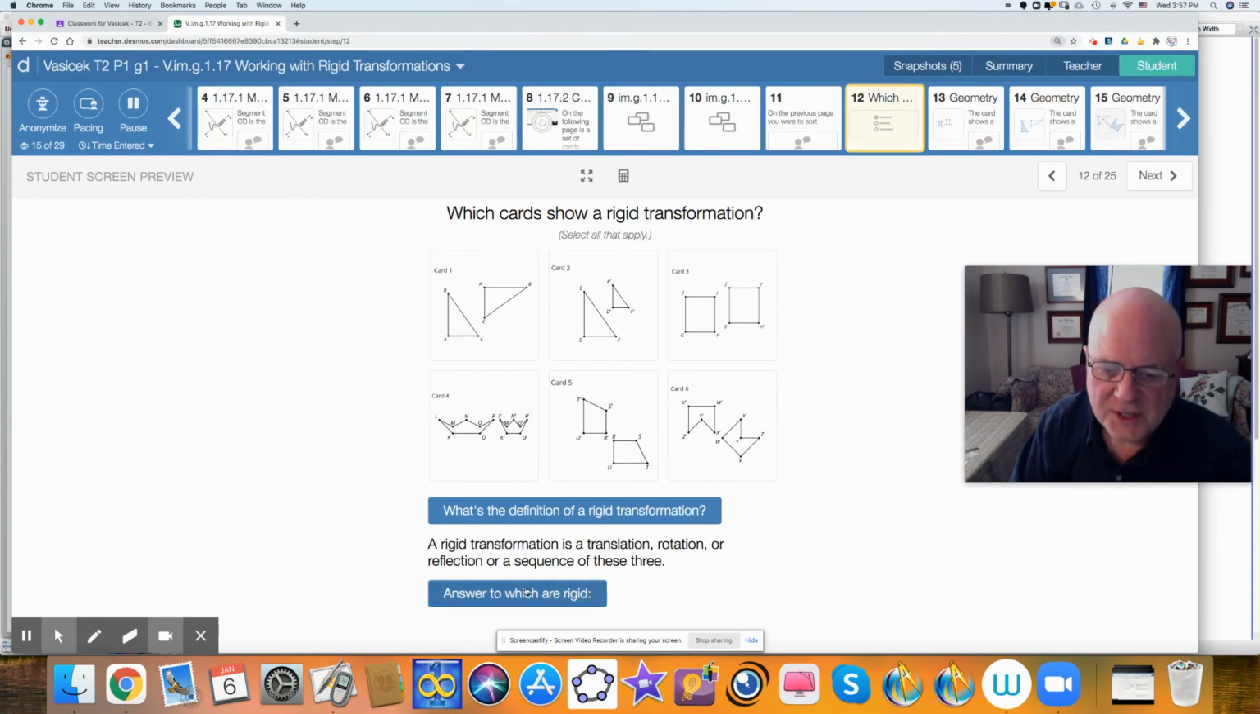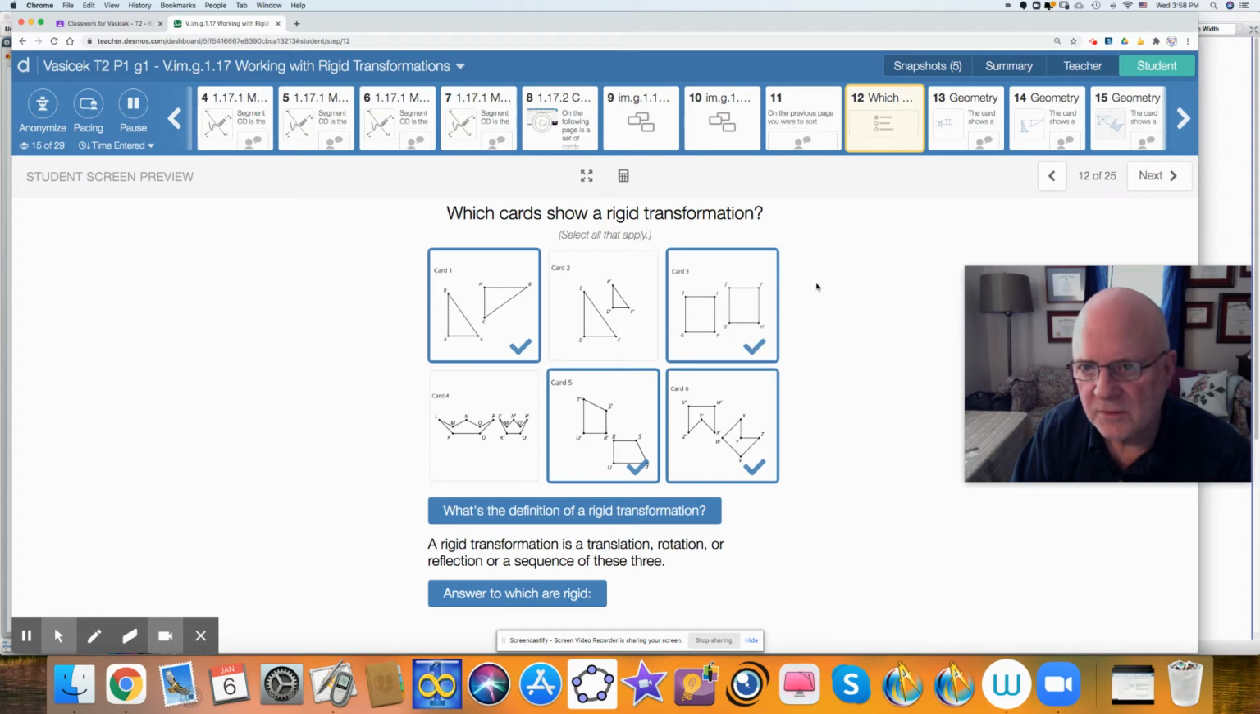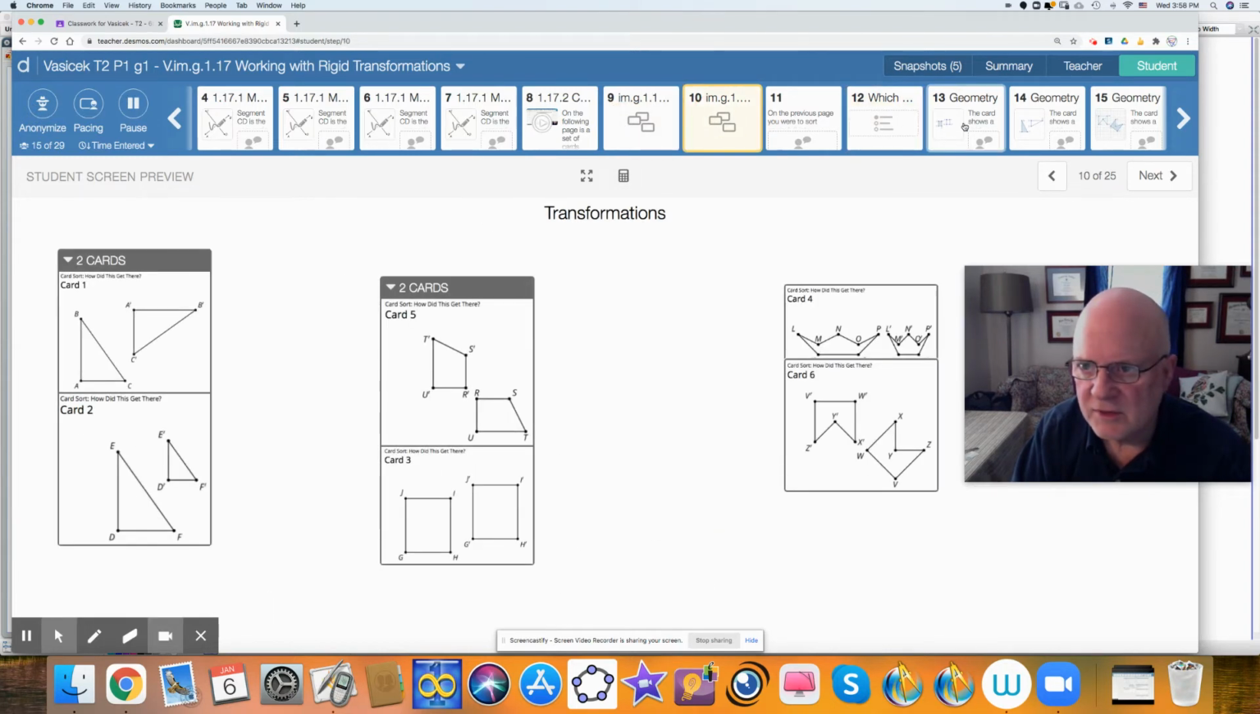So it's a translation, rotation, or reflection. This is going to be translation. This is not. This gets smaller. It's a dilation. This is a translation. This is not. This gets smaller. This is a reflection. It is not a rotation. Notice if you try to rotate it, they will not land on top of each other. And this is a rotation. Rotation, rotation, translation, reflection.